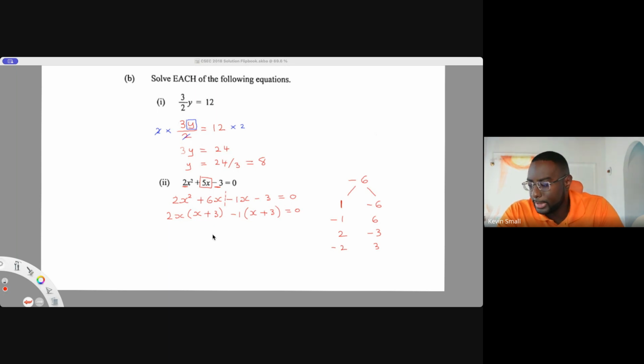So someone tell me the proper factors and someone tell me the answers for x. So put your answers in the chat for me. Rodario, you should be able to get this out. Eden as well too.